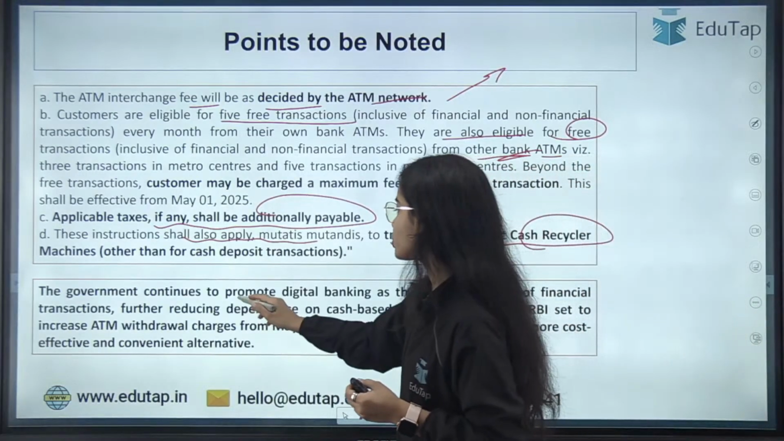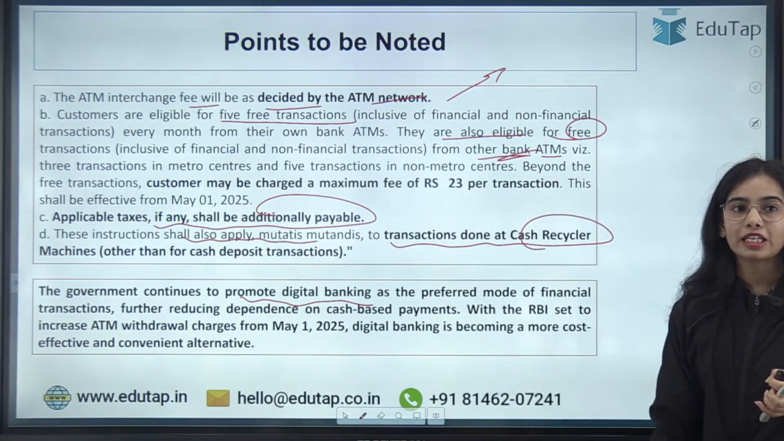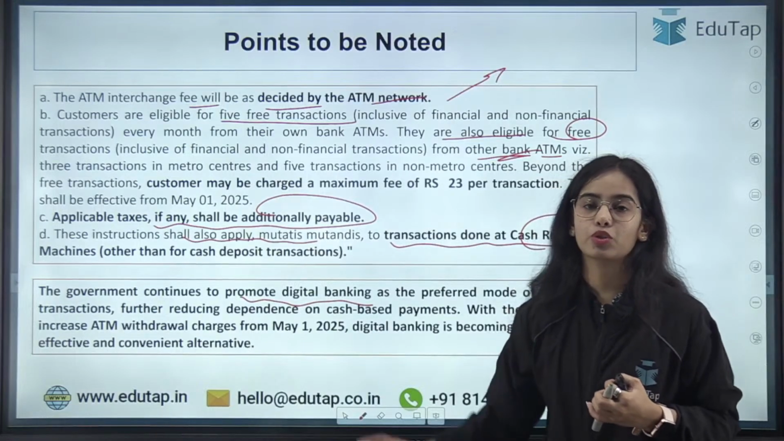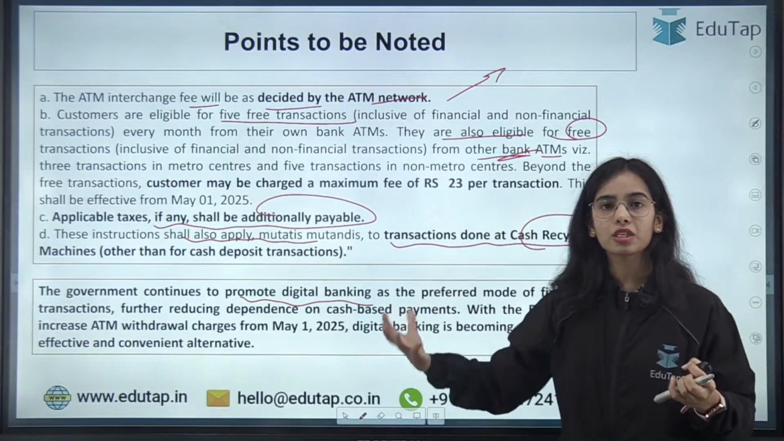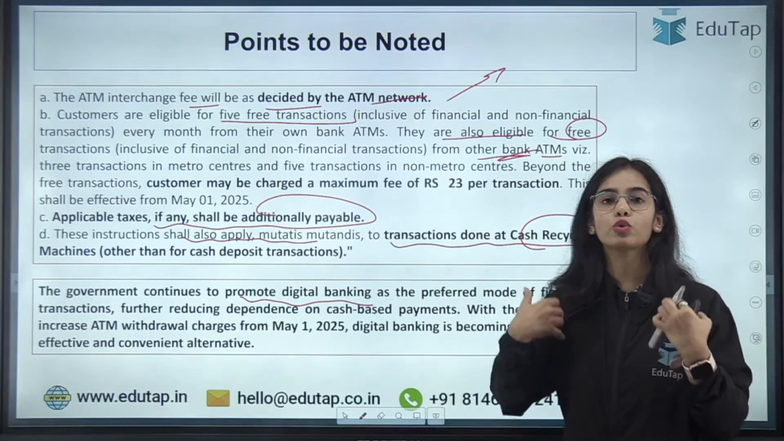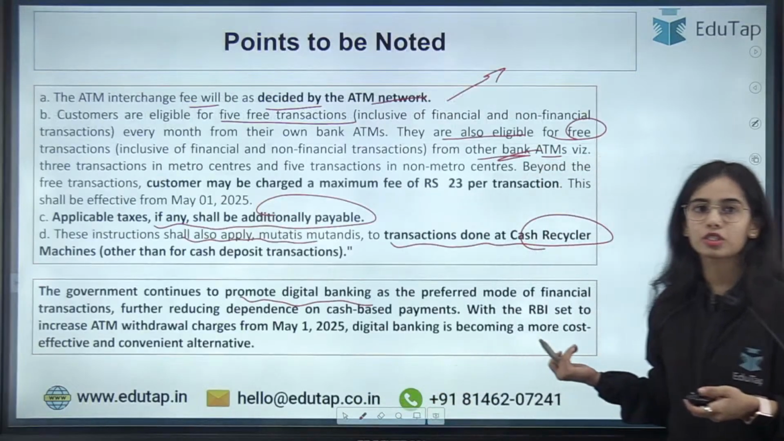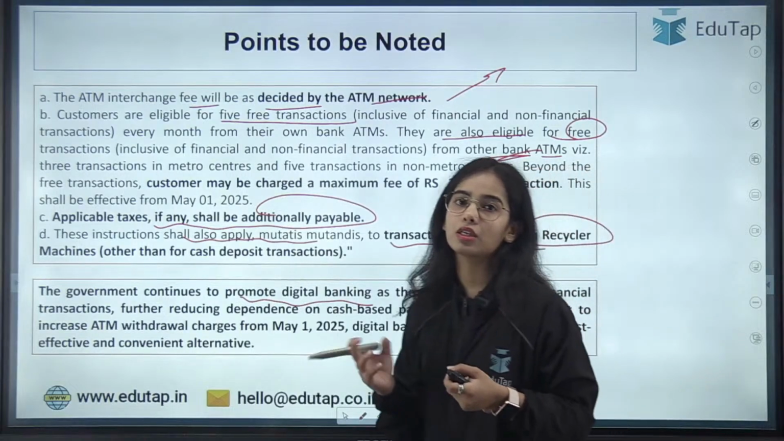Now the government continues to promote digital banking as the preferred mode of financial transaction, further reducing the dependence on cash-based payments. So the government and the RBI are boosting the digital payment infrastructure and trying to move towards digital payments. Okay, so this is the whole idea. Now digital banking is becoming a more cost-effective and convenient alternative.